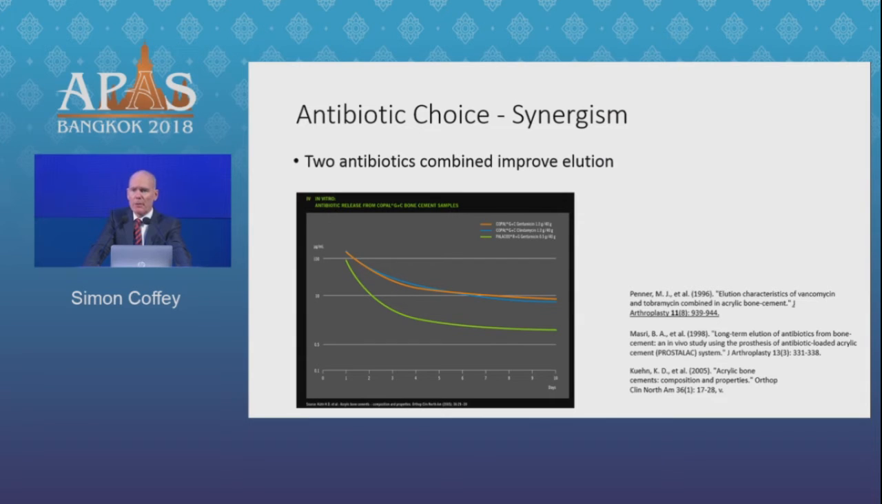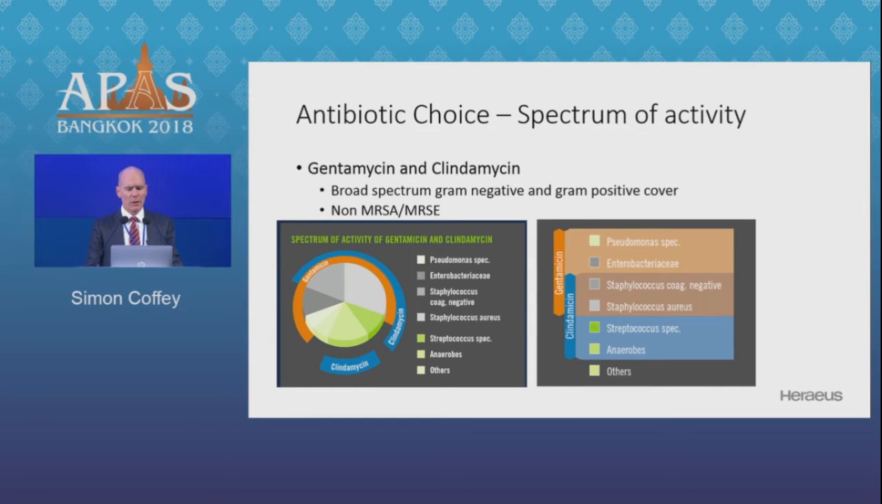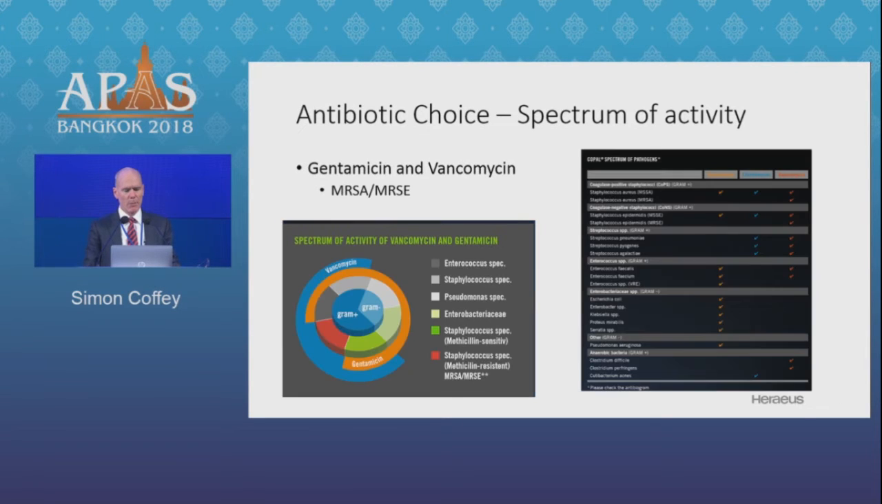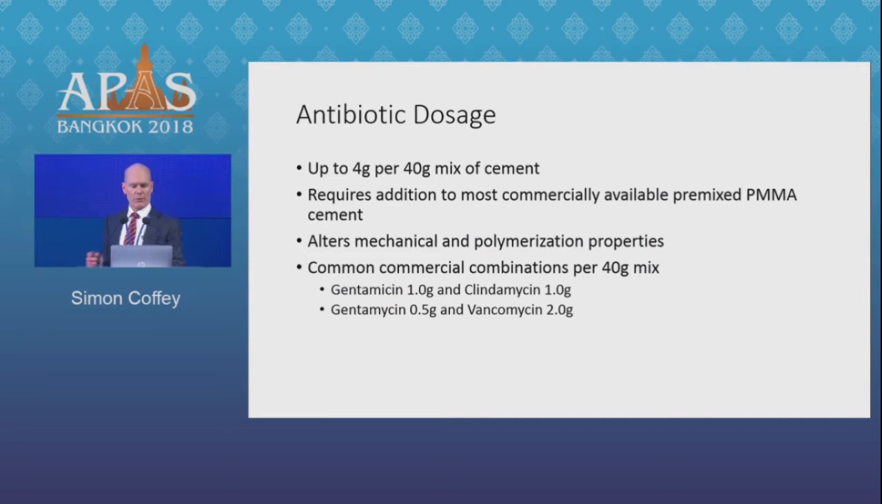Two antibiotics are better than one. There are very well declared benefits of synergism when using those in your spaces. Gentamicin, clindamycin, if there's no broad spectrum resistance, but for the MRSA patients, gentamicin and vancomycin are good choices. Use up to 4 grams of cement per mix. It requires additional antibiotics to most of the commercially available preparations, remembering that over 4 grams per 40-gram mix significantly alters the physical characteristics of your cement.